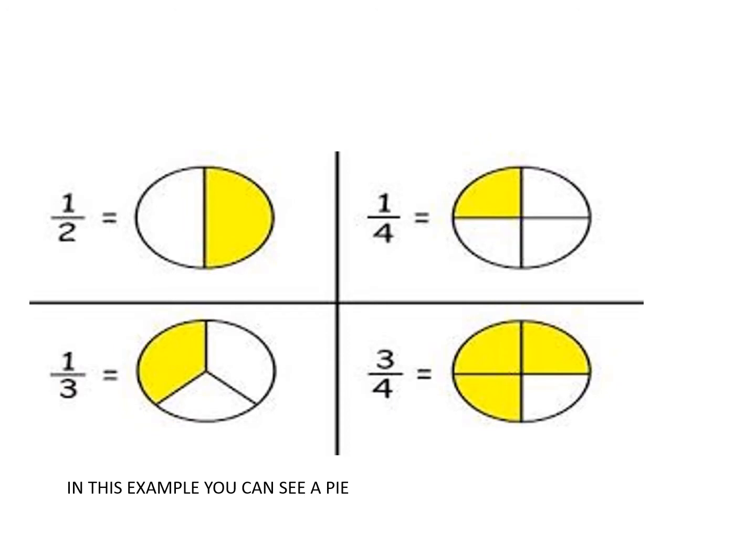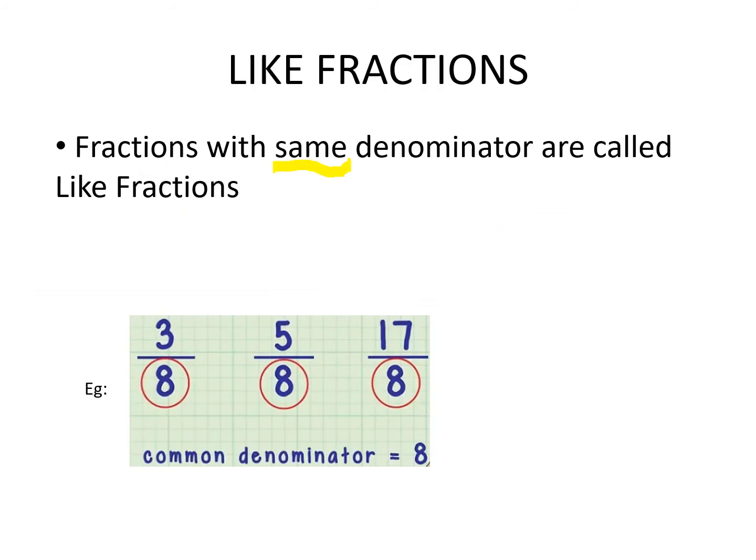In this example, you can see a pie. The first pie is divided into two parts and one part is shaded, so 1 upon 2. The second pie to the right of that is divided into four parts and one part is shaded, so 1 upon 4. And then you come down and you see a pie which is divided into three parts and one part is shaded, so 1 upon 3. Then four parts are there and three parts are shaded, so 3 upon 4.